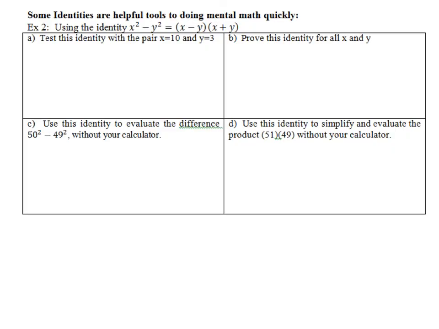In this lesson, we're going to see that sometimes identities are very helpful tools in order to help us to do mental math quickly. So let's demonstrate when we see the identity x squared minus y squared is equal to x minus y times x plus y. So that's the identity that we are focusing on in this example.